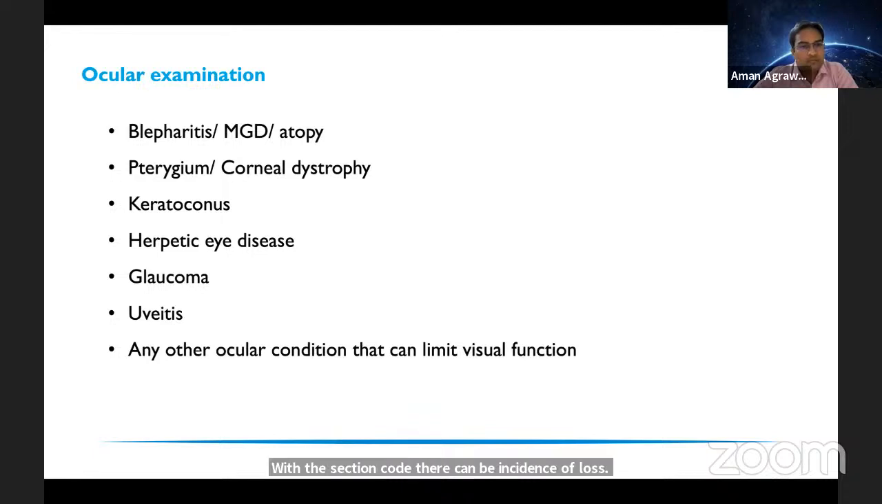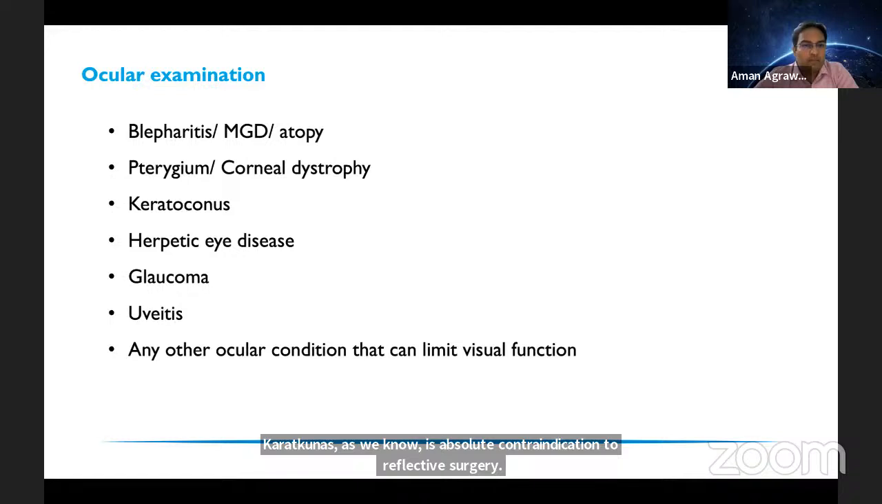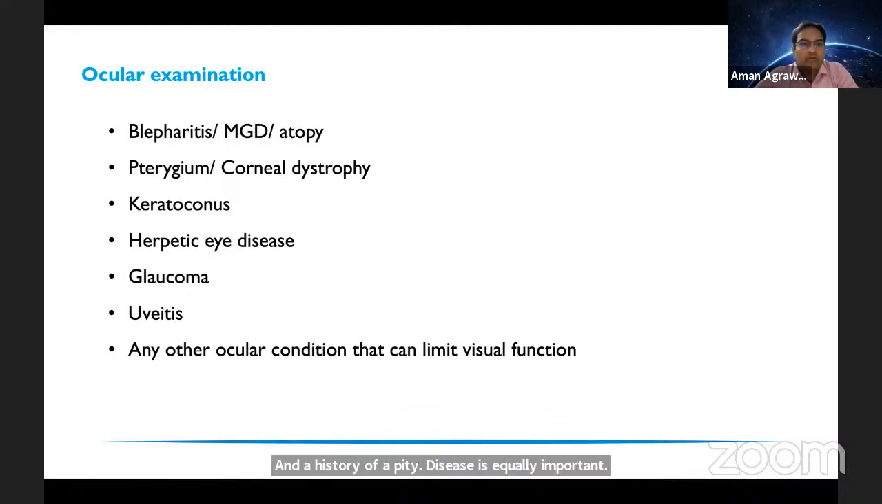Then keratoconus, as we know, is an absolute contraindication to refractive surgery. And a history of herpetic eye disease is equally important. And patients with uncontrolled glaucoma are not suitable candidates. However, patients who have a glaucoma which is under control can still be taken up for refractive surgery, particularly in high myopes where the disc evaluation is a little bit tricky. It will be good to have a baseline HVF and an OCT of the disc if we are suspicious about the disc damage. Then any other ocular condition that can limit the visual function also needs to be looked for.